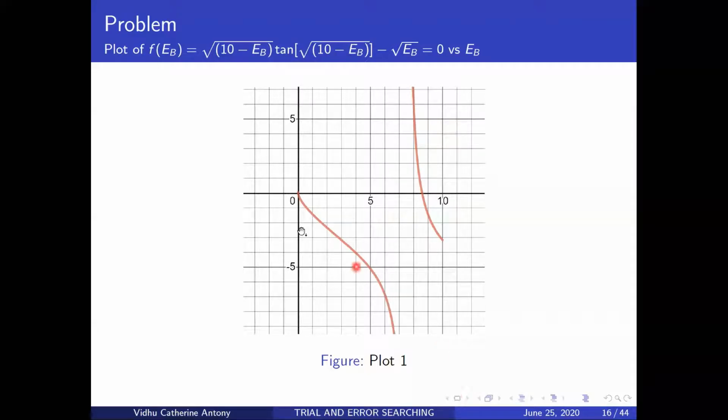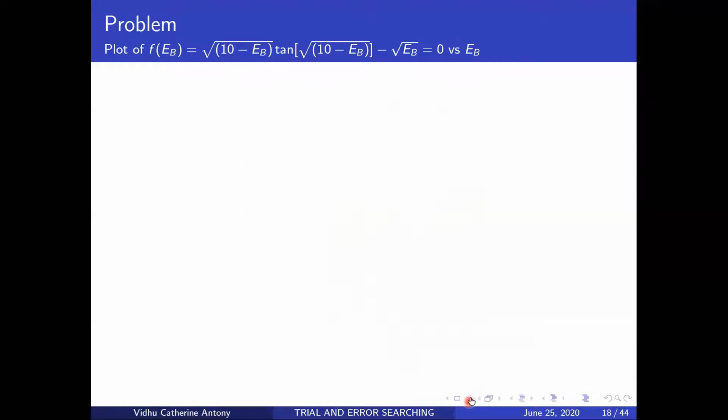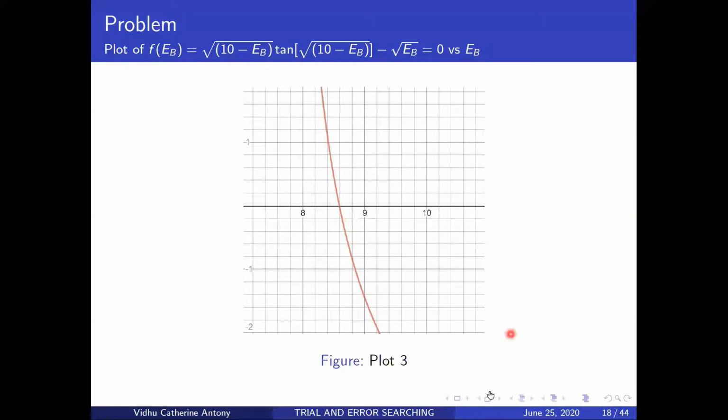Okay, so you can see that there is clearly a root somewhere between 0 and 1. There is also a root between 8 and 9, I think. Yeah, 8 and 9. So what I will do is I will just blow up these 2 points for you next. Okay, so the first point, it's basically from 0 to some 0.05, somewhere in between there, that you have a root. And the next point is between 8 and 9.